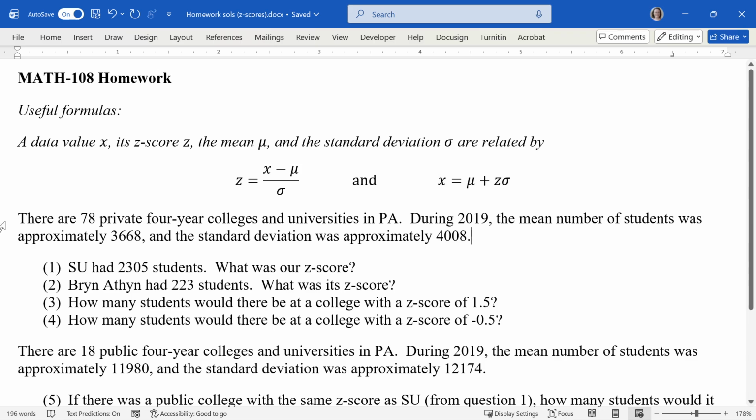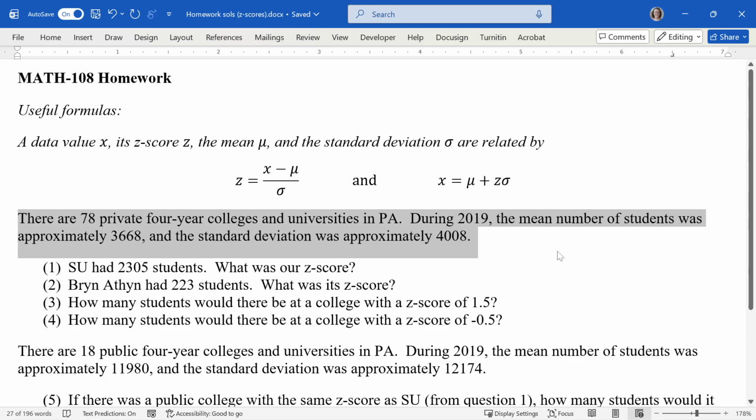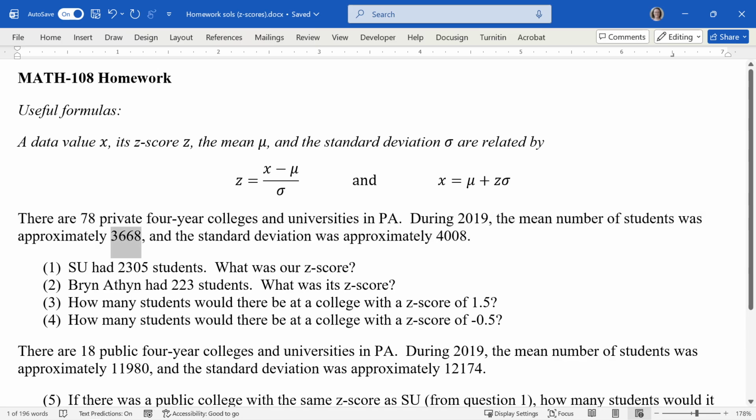All right, so let's look at the first section. There are 78 private four-year colleges and universities in PA. During 2019, the mean number of students was approximately 3668, and the standard deviation was approximately 4008. SU had 2,305 students. What was our z-score?